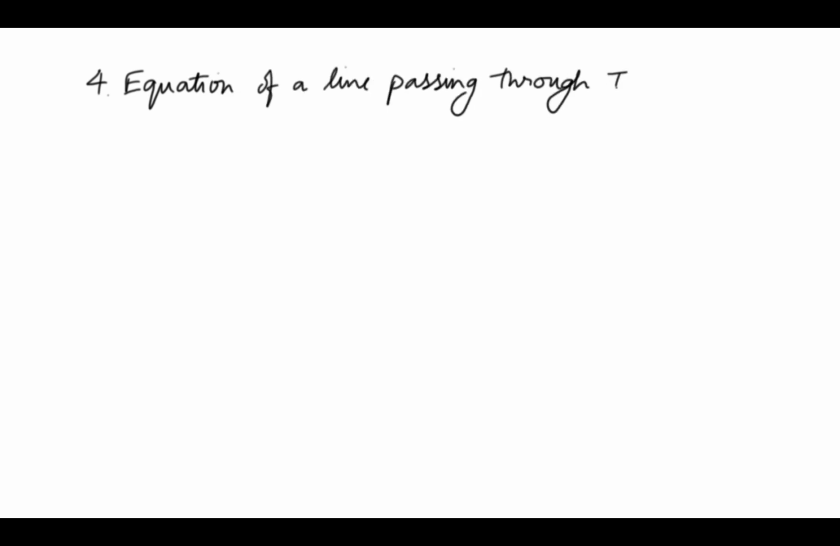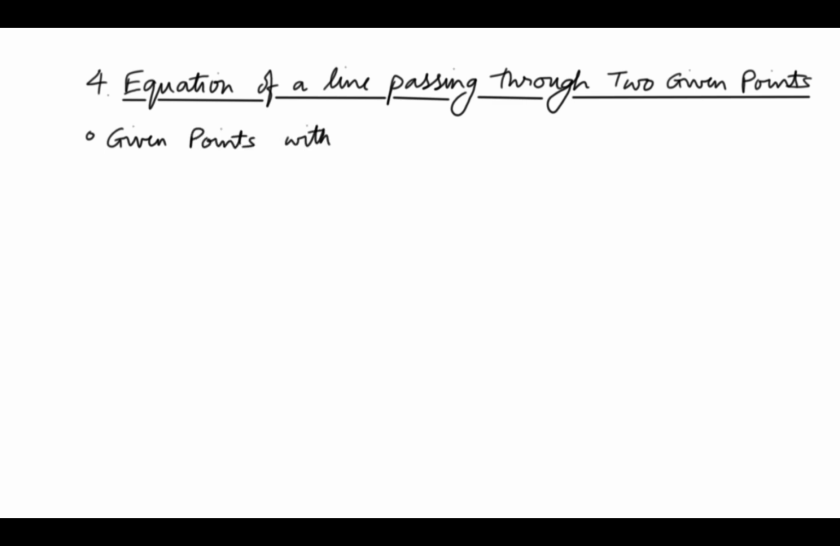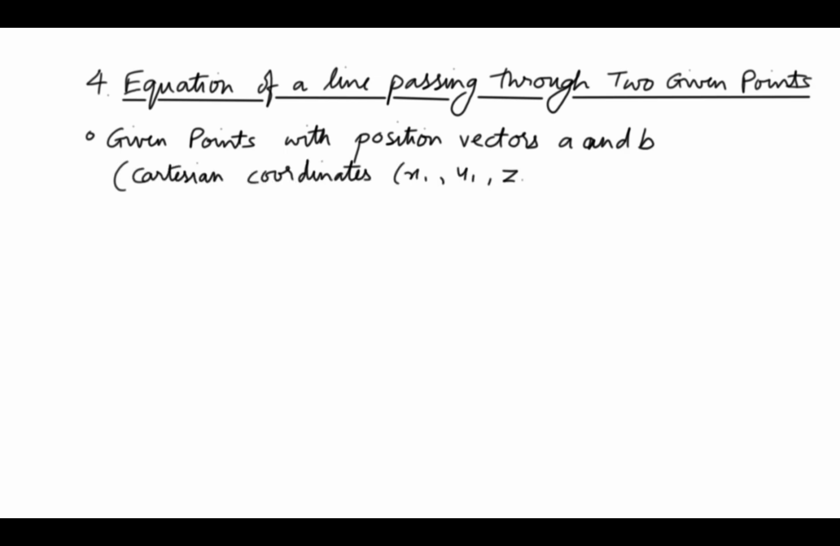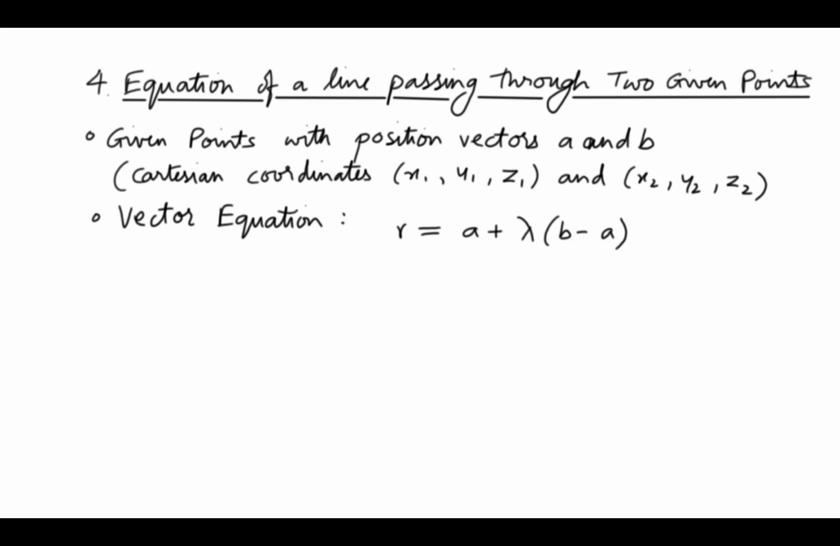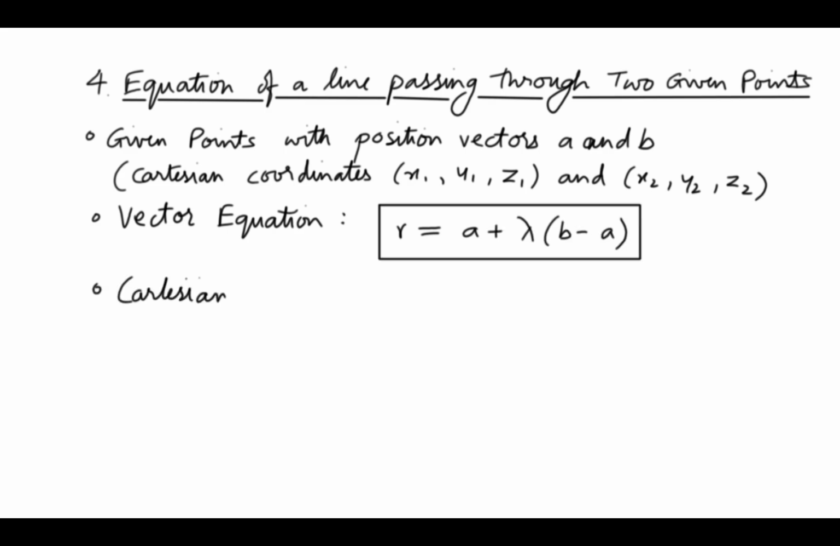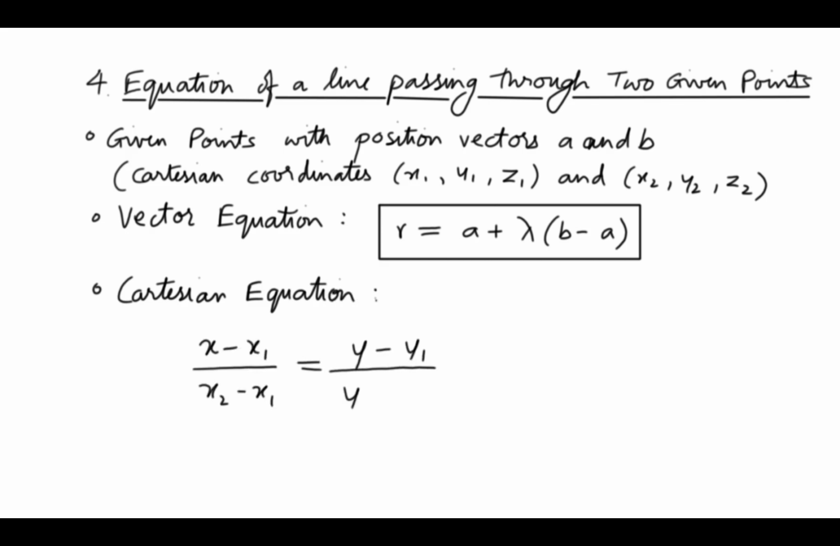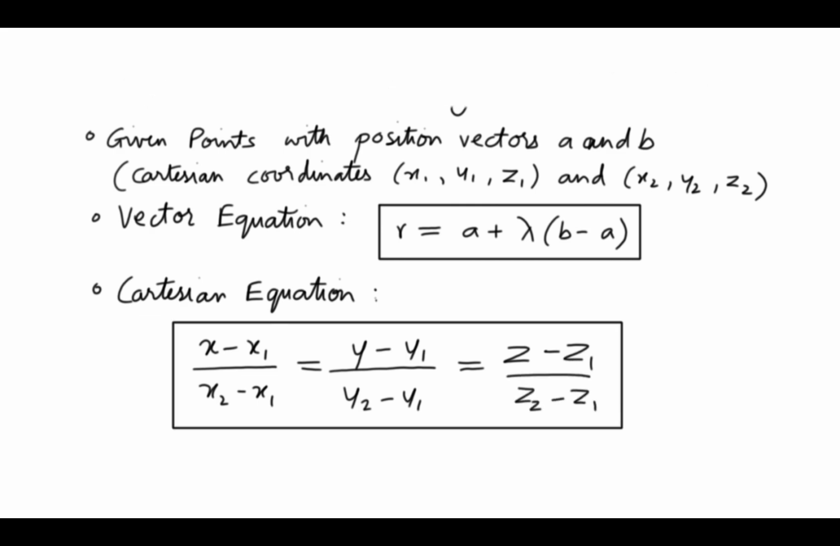Next is equation of a line passing through two given points. What if we are only given 2 points instead of a point and a vector? We use the exact same logic. We use the first point A as our fixed starting anchor and we find the direction vector by subtracting A from B. In Cartesian form, this means our denominators are simply the differences between our two fixed coordinates. So that is the Cartesian equation.